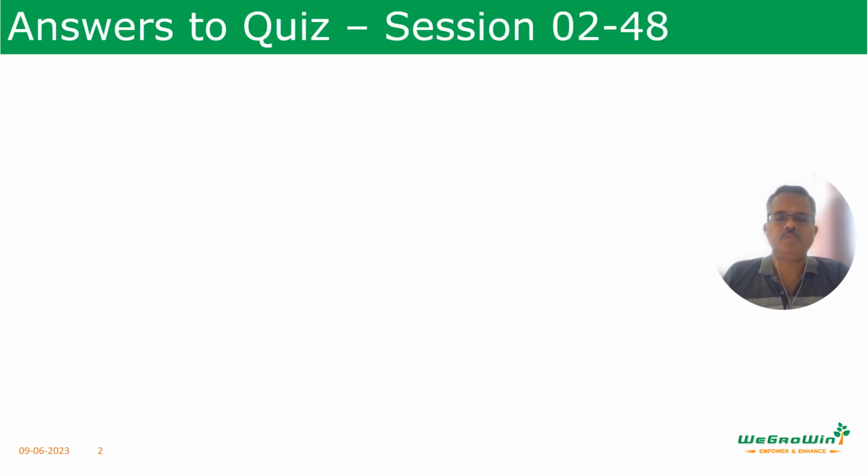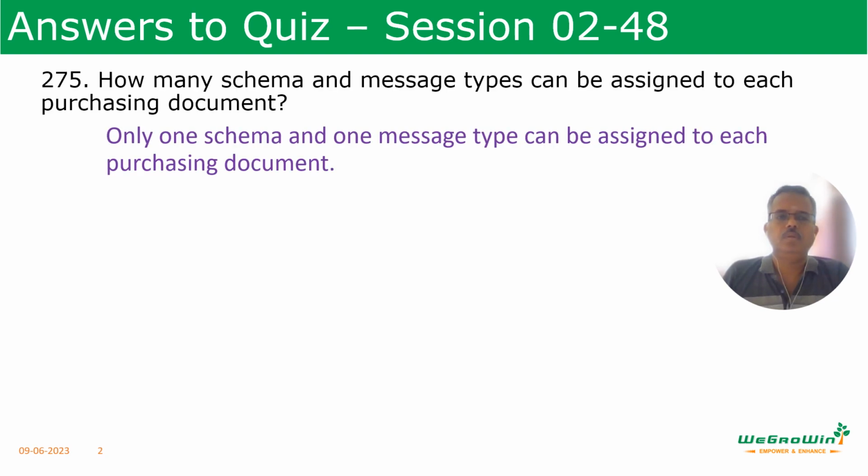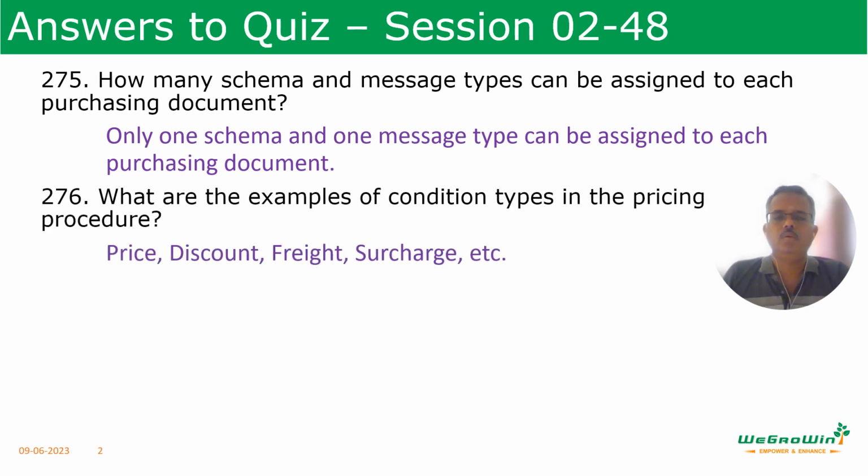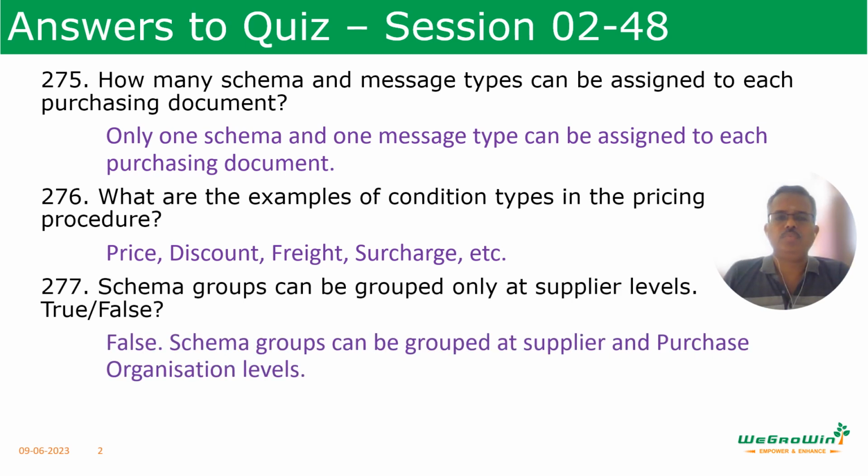Before going into the session, let us discuss the answers for the previous session quiz. So how many schema and message types can be assigned to a purchasing document? Only one schema and one message type can be assigned to each purchasing document. What are examples of condition types in the pricing procedure? Price, discount, freight, surcharge, etc. These are the examples of condition types. And schema groups can be grouped only at supplier levels, true or false? False. Schema groups can be grouped at supplier and purchase organization levels.